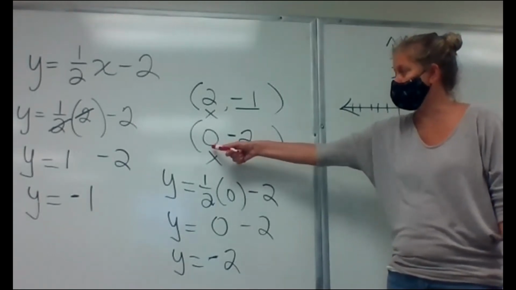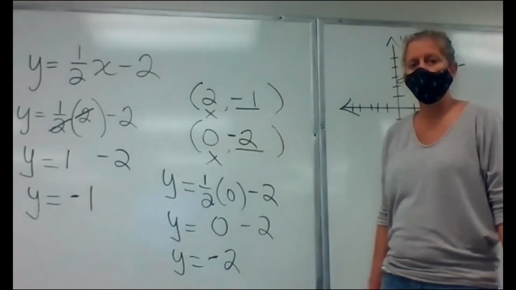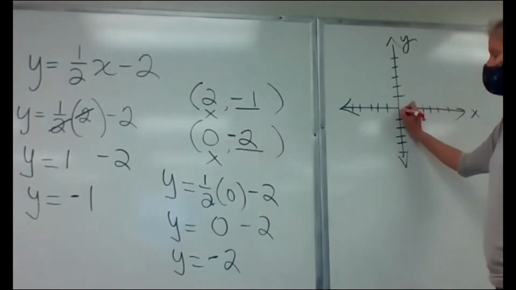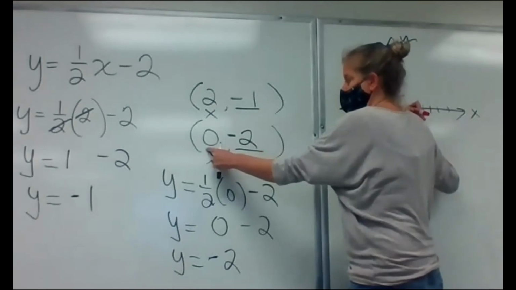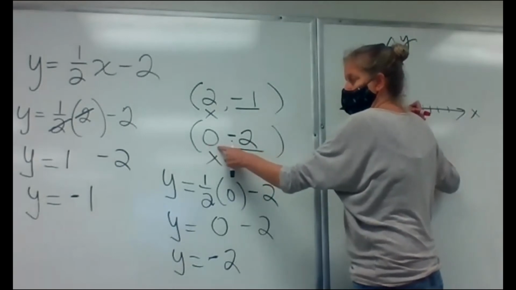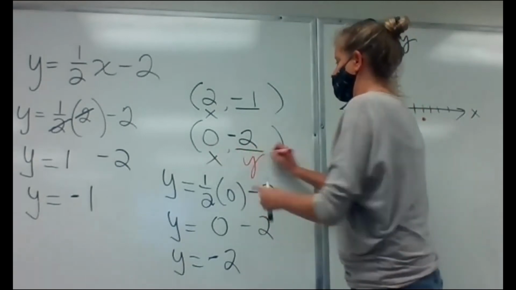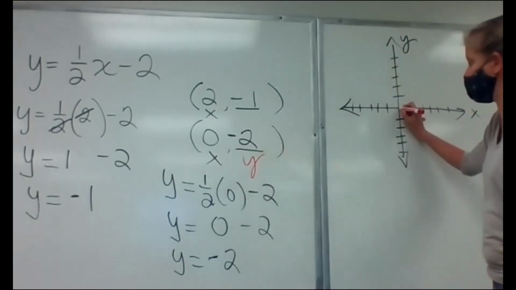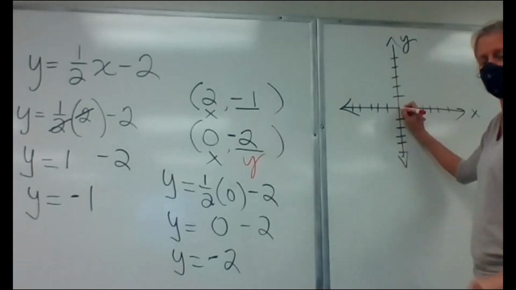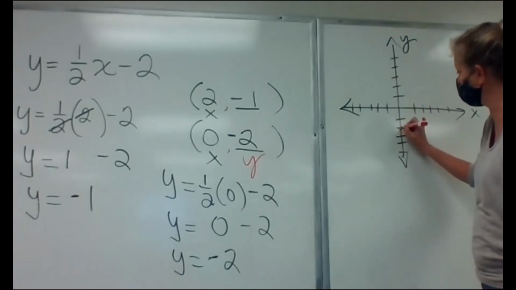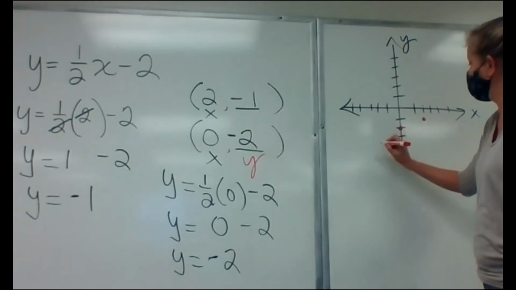Then my second point is at 0, negative 2. So since my x coordinate is 0, I don't go left or right at all, right? That's what the 0 is telling me to do. Don't go anywhere. Y tells me up or down, so since it's negative 2, I'm going to go down 2 and then connect it.